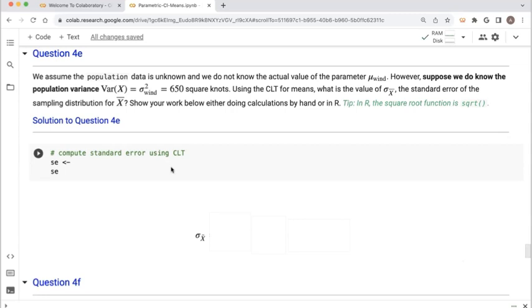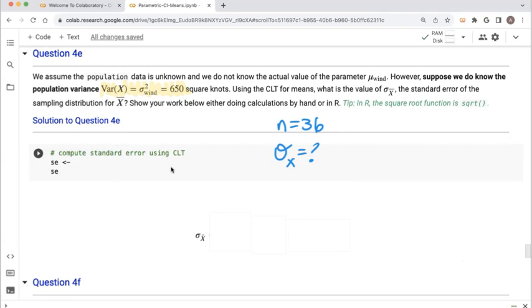And in order to construct the standard error for the sampling distribution, this depends on two things. How large is our sample? In this case, our sample size n is 36. And what is the spread in the population? So let's assume that we do not know what the population mean is. So we're trying to find an estimate for mu sub wins. But let's suppose we do know what the variance of the population is. So sigma squared is 650 square knots.